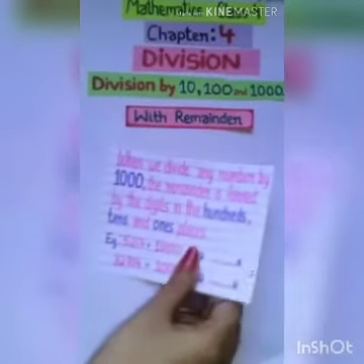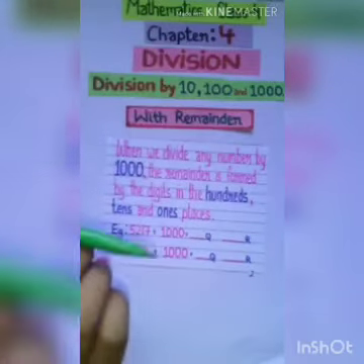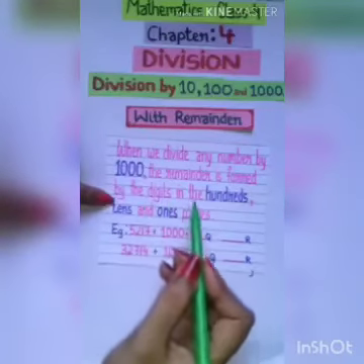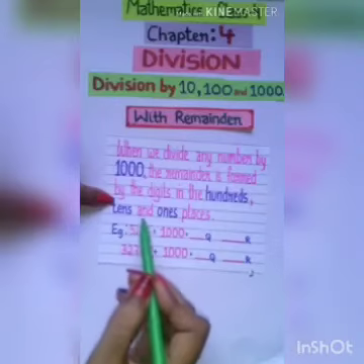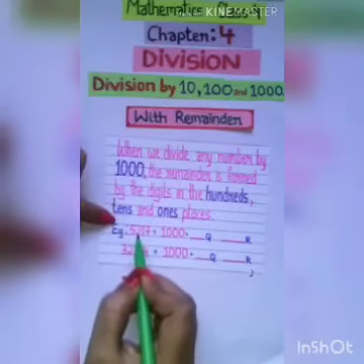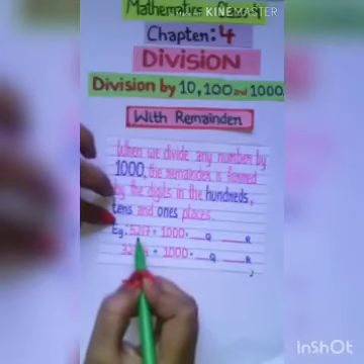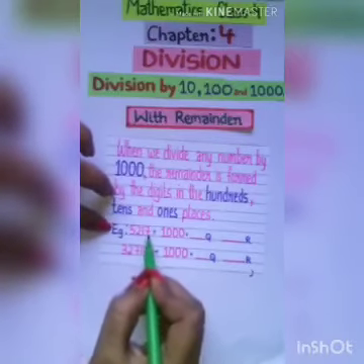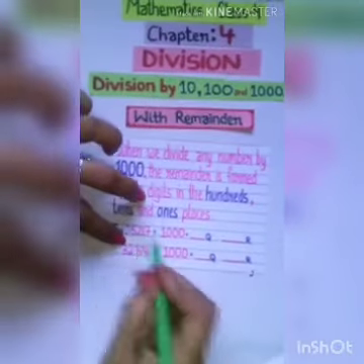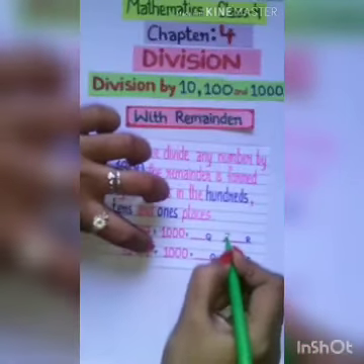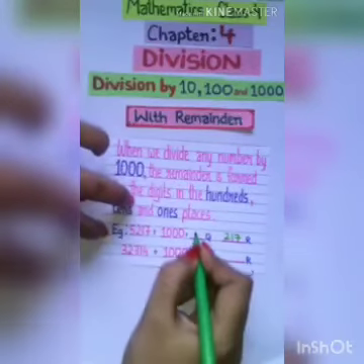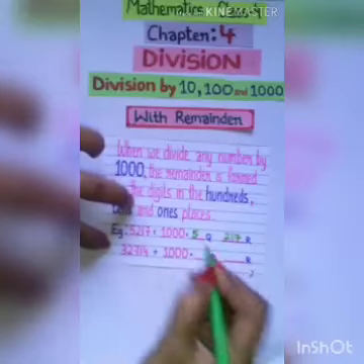And lastly, when we divide any number by 1000, the remainder is formed by the digits in the hundreds, tens and ones place. Example, 5217. The digits in hundreds, tens and ones place will be our remainder. Here 217 will be our remainder, and the rest of the number, that is 5, will be the quotient.